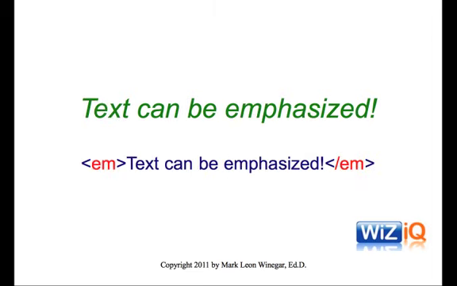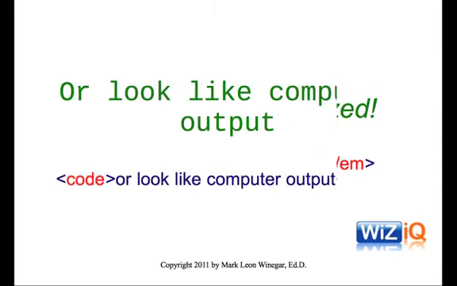We can emphasize text. The tag for that is EM. EM to turn it on, /EM to turn it off. Now, emphasized text looks an awful lot like italicized text. You can make your text look as though it's computer output. And the tag to do that is code. Code to start it, /code to stop.